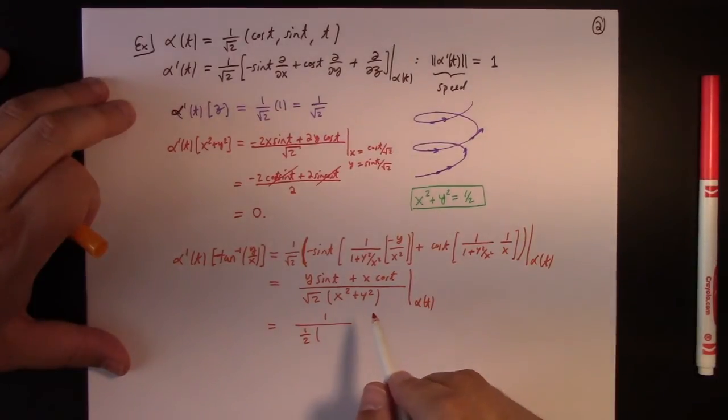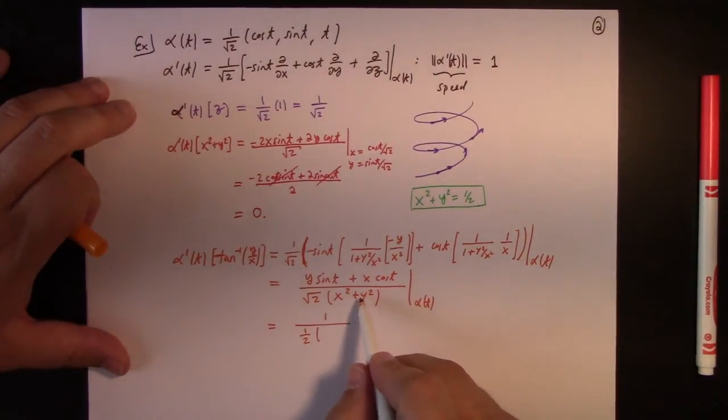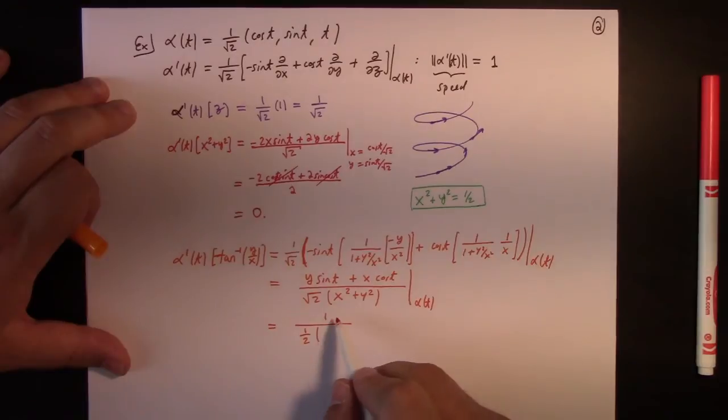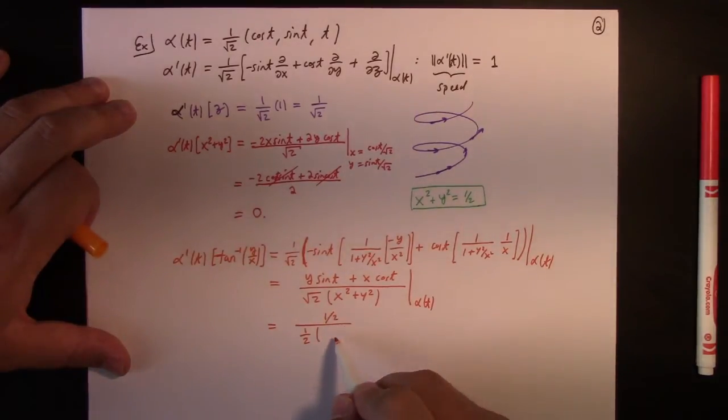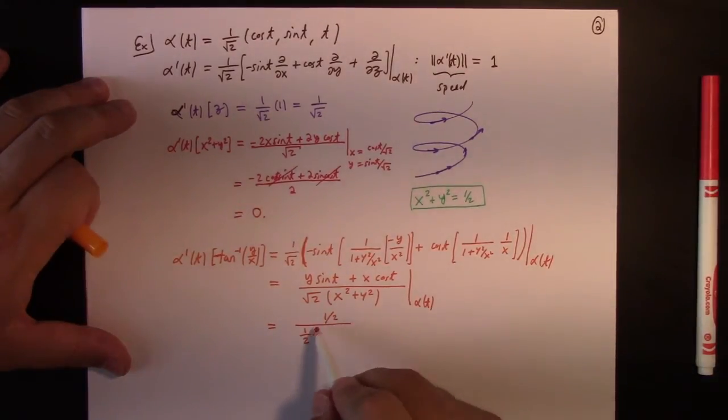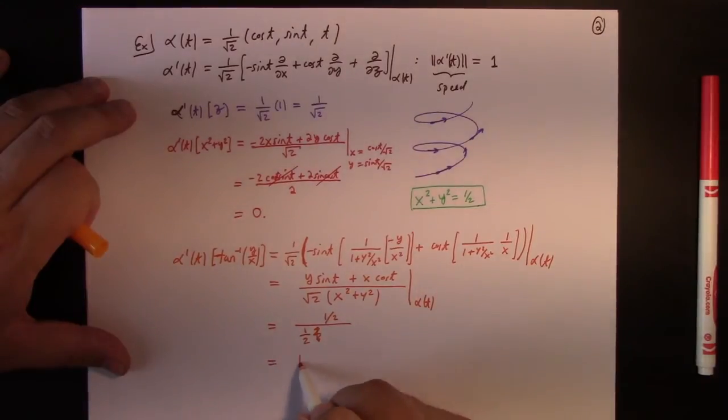Oh, duh. So the 1/2 is the x squared plus y squared, right? But then I also have a half upstairs. Scratch that. And then these cancel, and we get 1.